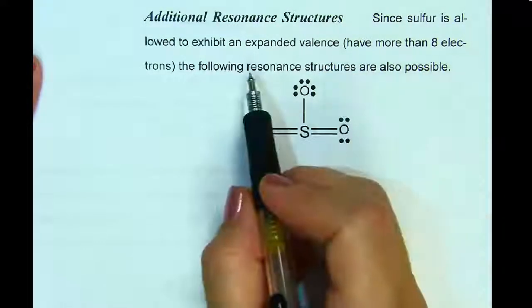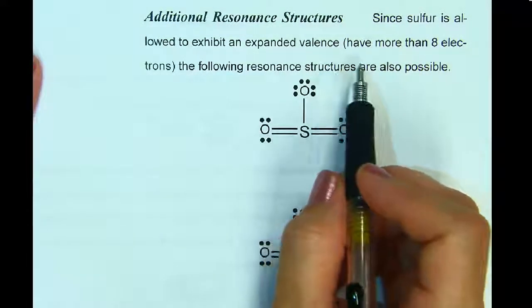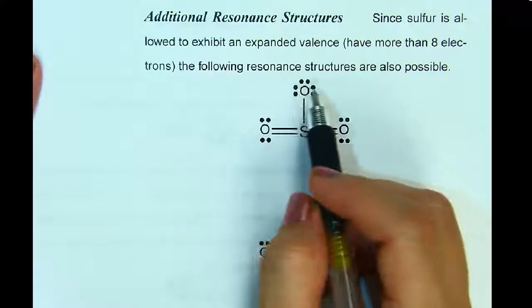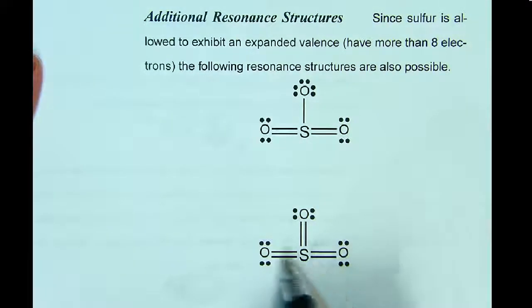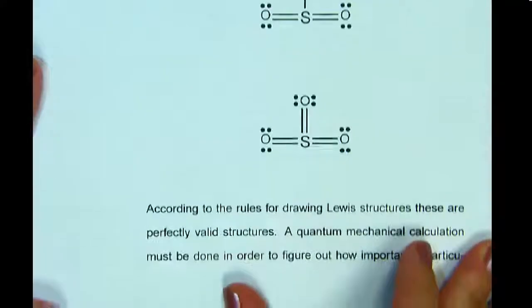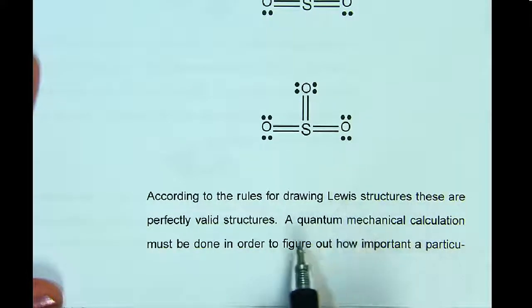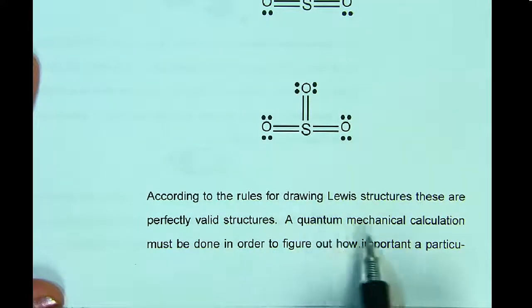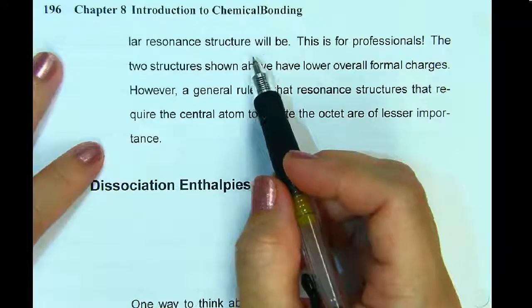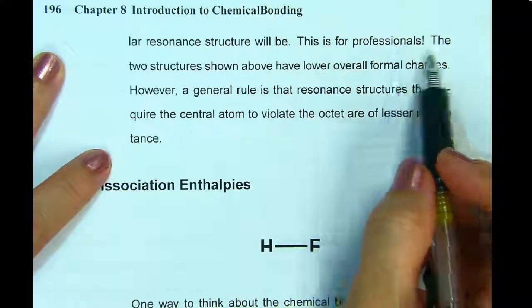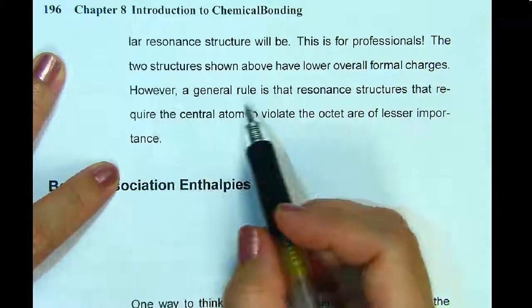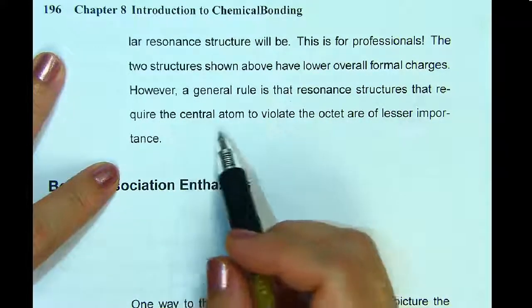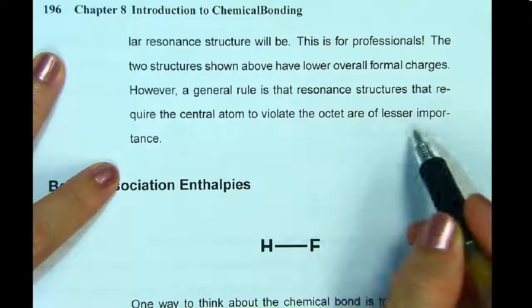Since sulfur is allowed to exhibit an expanded octet, have more than 8 electrons, the following resonance structures are also possible. So you could have these two double bonds, or you could have all three of these double bonds. According to the rules for drawing Lewis structures, these are perfectly valid structures. A quantum mechanical calculation must be done in order to figure out how important a particular resonance structure will be. This is for professionals. The two structures shown above have lower overall formal charges. However, a general rule is that resonance structures that require the central atom to violate the octet are of lesser importance.